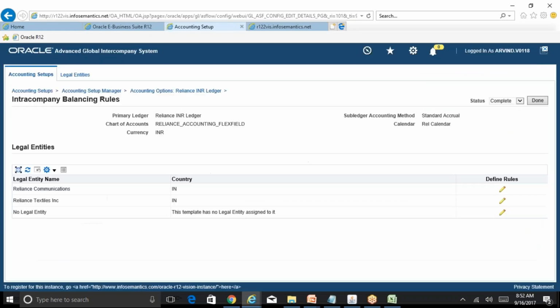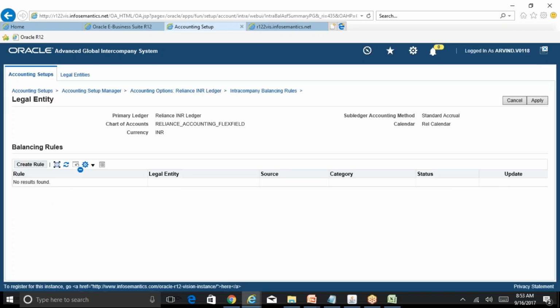Click on update. We need to go with this no legal entity context, because 03 and 04 are not legal entities under the USD ledger. This is the same screen to enter the intra-company journal rules, and there are two scenarios: one is between the company codes of a legal entity, and another is between the company codes of a ledger. The current scenario is between the company codes of a ledger which do not have any legal entity. So we need to go to this no legal entity context, click on define rules, create rule.